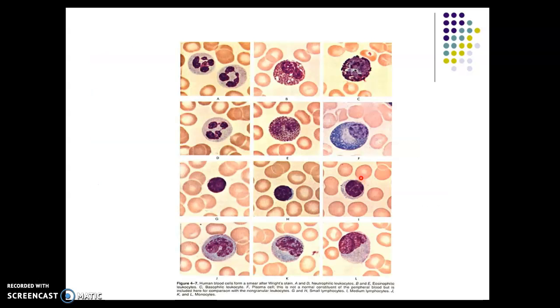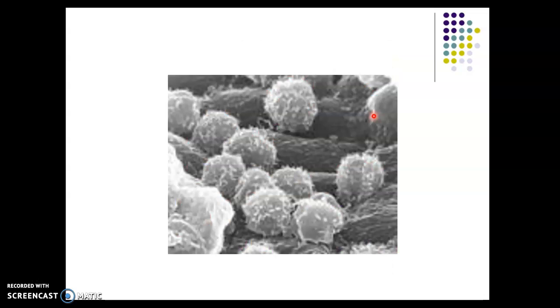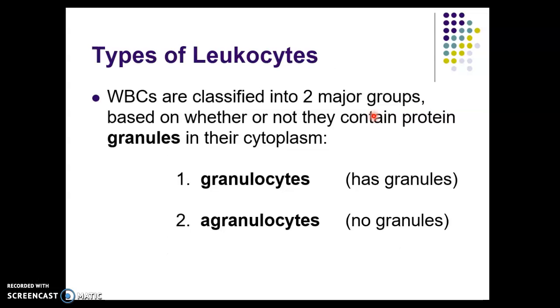This is a cross-section, so this will be under the microscope, of different types of white blood cells. As you can see, these little red things are the red blood cells, and then these are all our 5 different types of white blood cells that we're going to learn about. And that's just another microscope look at our white blood cells.